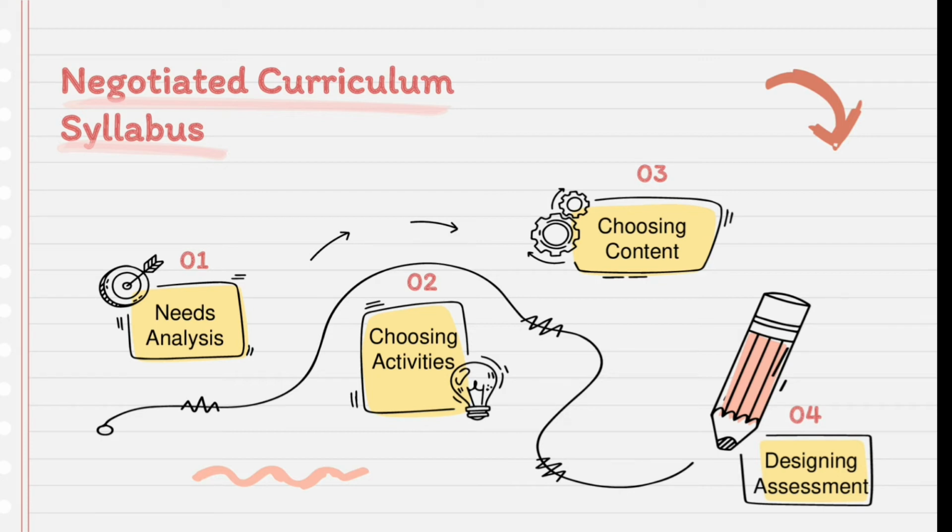The third is choosing content. Choosing content provides an opportunity for learner-centeredness. The content can be chosen for some learner-related reasons. Last is designing assessment. Assessment is probably one of the areas that teachers are most reluctant to negotiate with learners. One type of formative assessment used with learners of all ages and proficiency levels is a learner's diary.